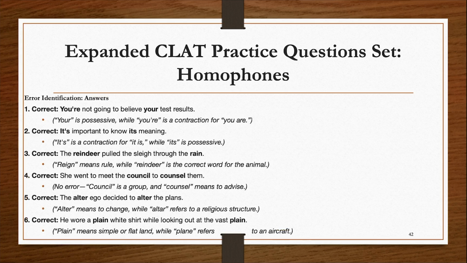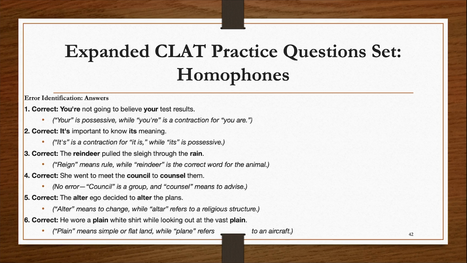Now, the correct one is "you're." You're not going to believe your test results. Now, "your" shows possession, it's possessive, while "you're" is a contraction of "you are." The second is "it's" and "its." It's important to know its meaning. "It's" is a contraction for "it is," while "its" is possessive.